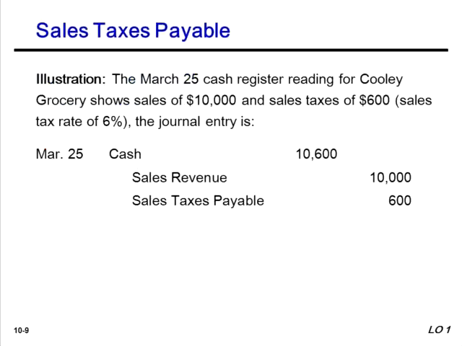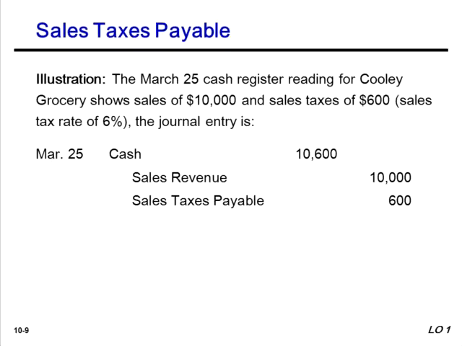So we have an example here. The March 25th cash register reading for Cooley Grocery shows sales of $10,000 and sales tax of $600, which is 6% of sales. So they're getting $10,600 from the customers. So we debit cash for $10,600. We credit sales revenue for $10,000 and credit sales tax payable for $600.